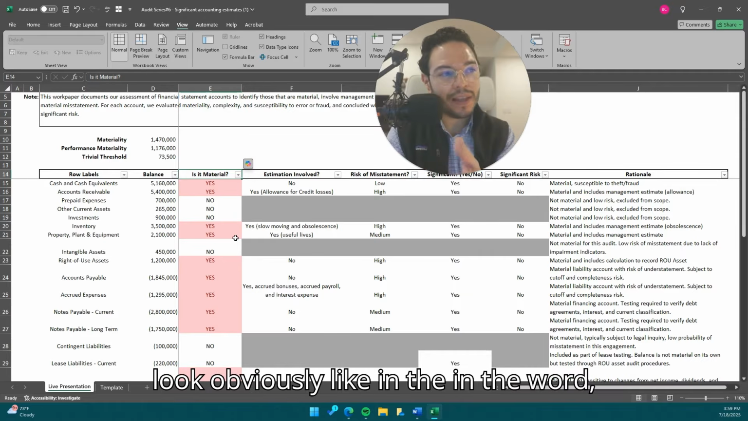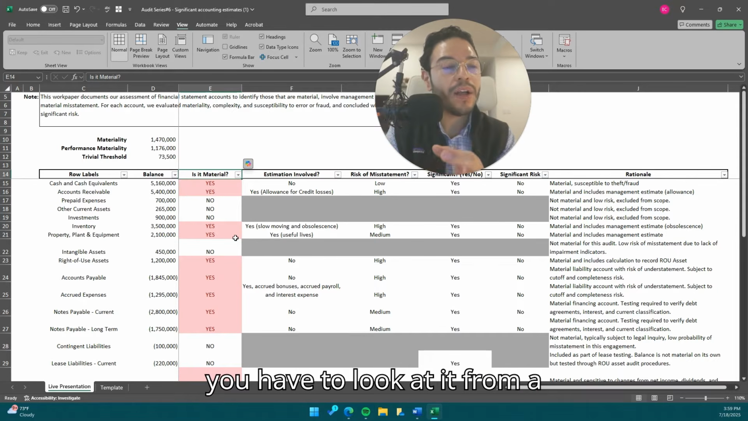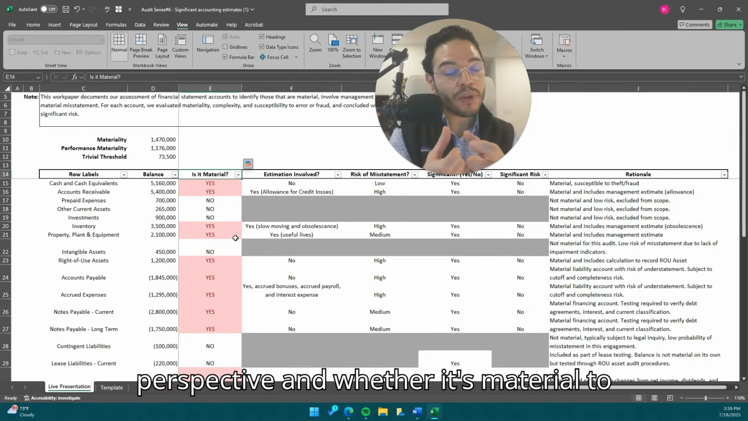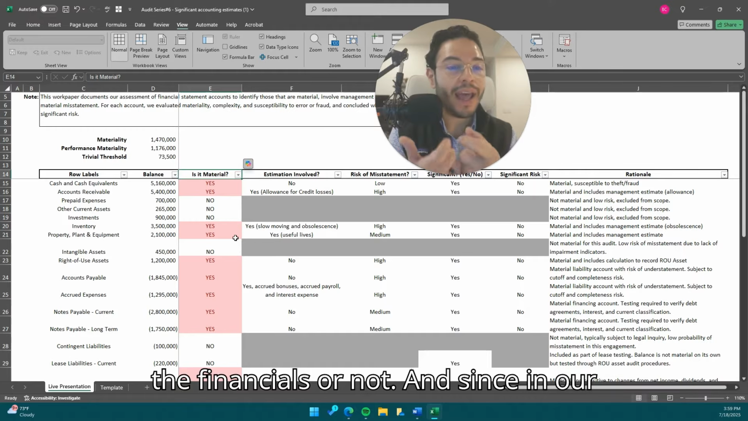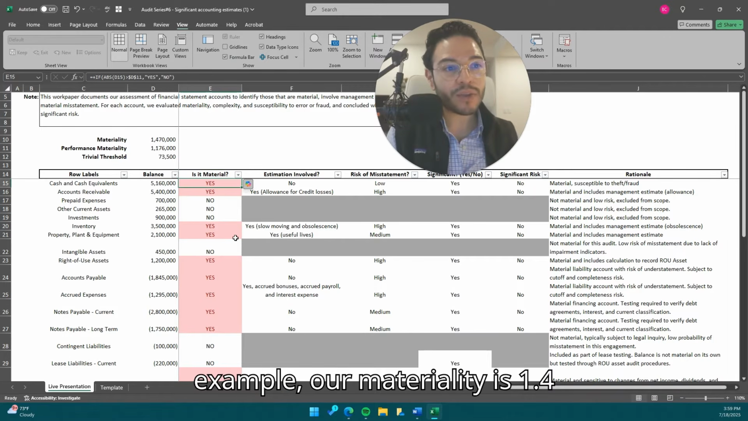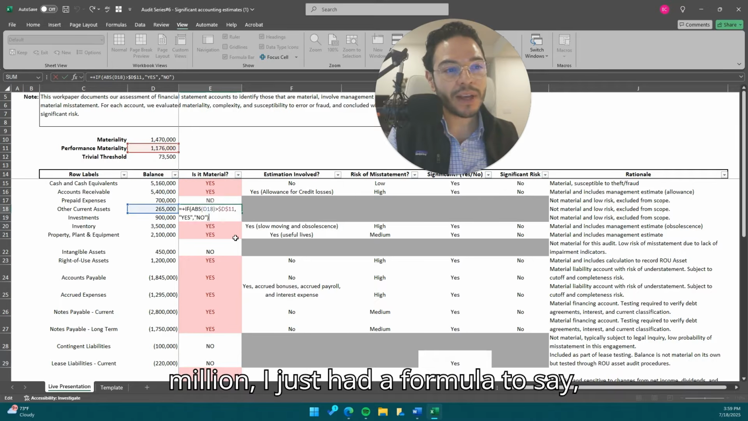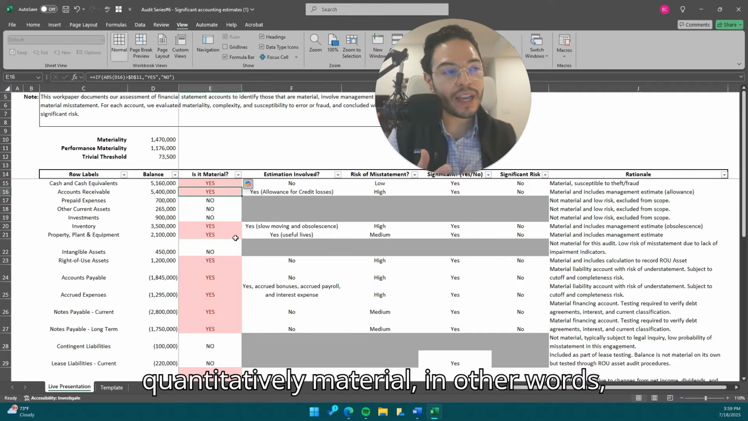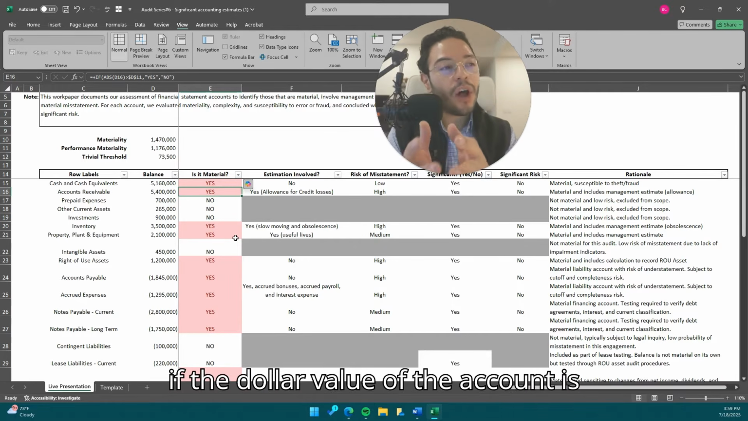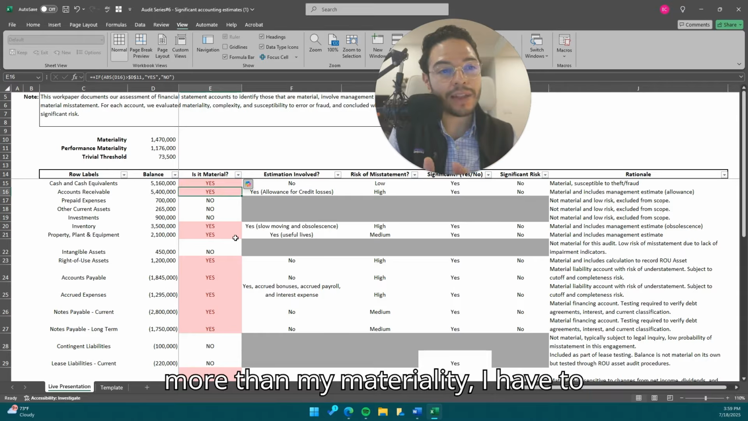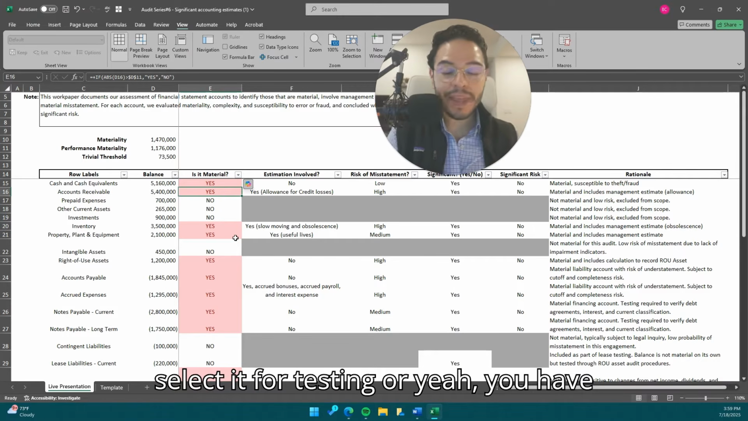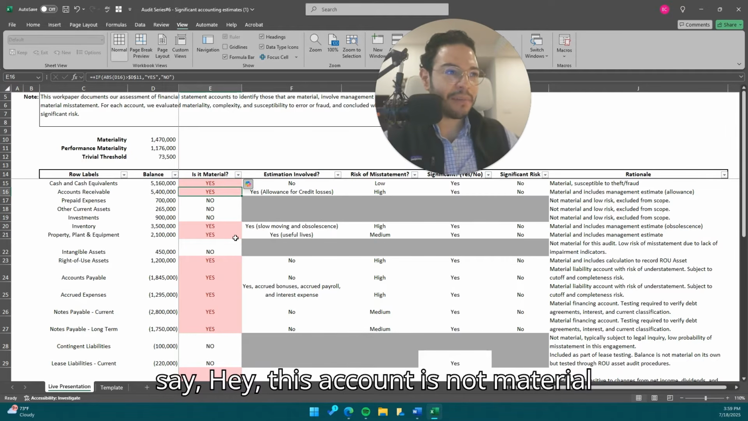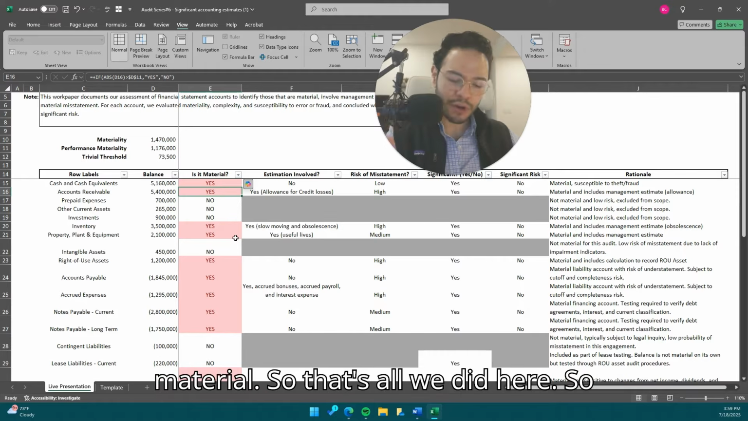Quantitatively, you have to look at it from a quantitative perspective. I know I use the same word in the definition, but you have to look at it from a dollar perspective and whether it's material to the financials or not. Since in our example our materiality is 1.4 million, I put a conditional formatting to say, if the dollar value of the account is more than my materiality, I have to select it for testing. I can't see where you would be able to scope out and say, hey, this account is not material when it clearly is quantitatively material. So that's all we did here.